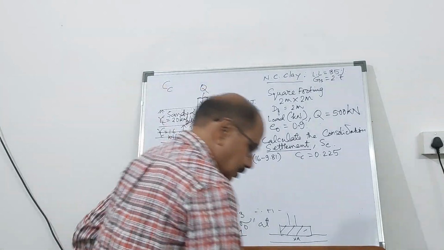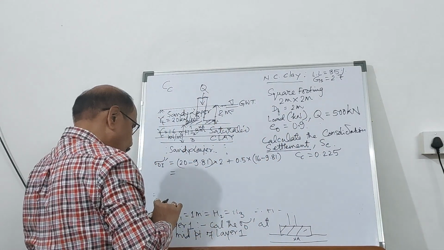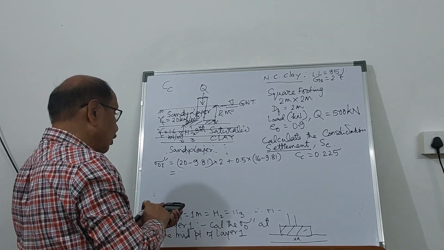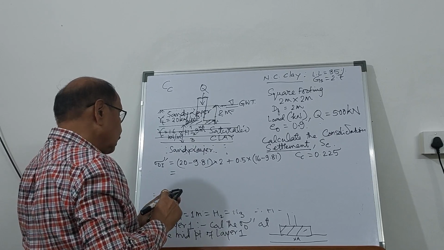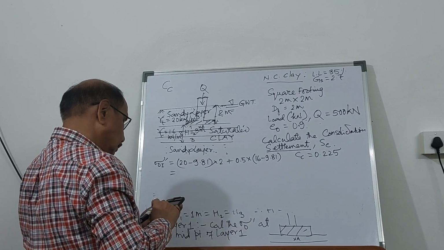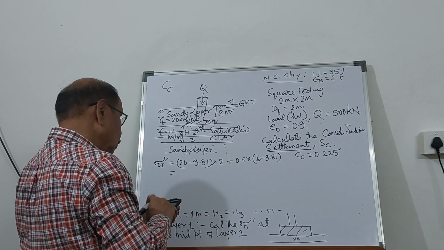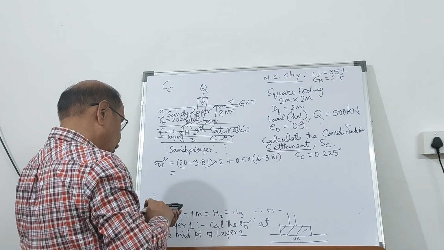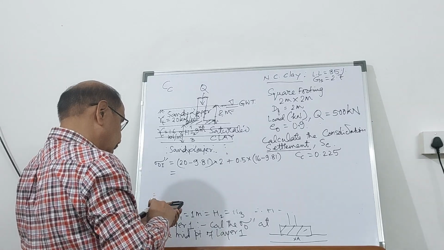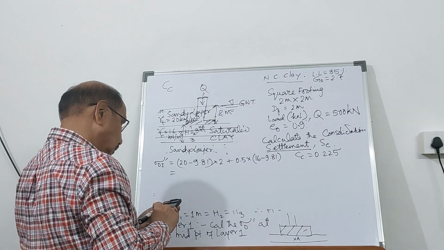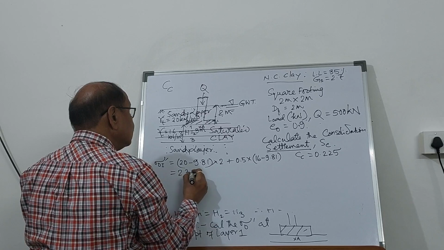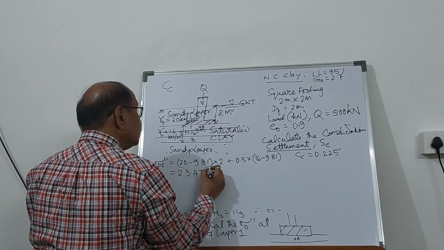If we calculate it, this gives you 20 minus 9.81 into 2 plus 0.5 into 16 minus 9.81. This gives you 23.475 kilopascal.